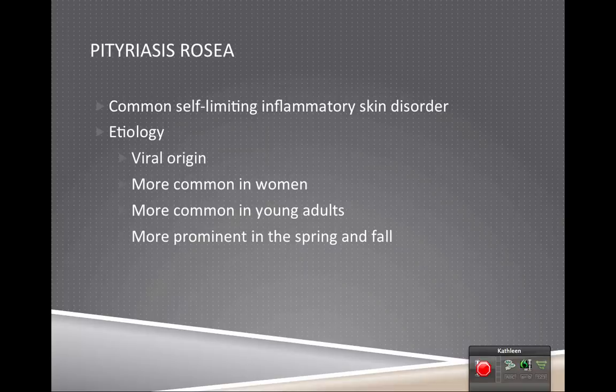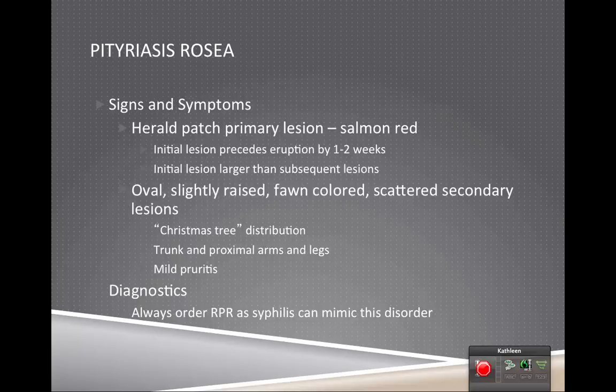Common self-limiting inflammatory skin disorders: pityriasis rosea. The etiology is viral, more common in women, more common in young adults, and more prominent in the spring and fall. Signs and symptoms: you have a herald patch, which is the primary lesion. It's usually salmon red. The initial lesion precedes eruption by 1 to 2 weeks and is larger than subsequent lesions. It's oval, slightly raised, fawn-colored, with scattered secondary lesions, and you have a Christmas tree distribution on the trunk and proximal arms and legs. Patients present with mild pruritus.